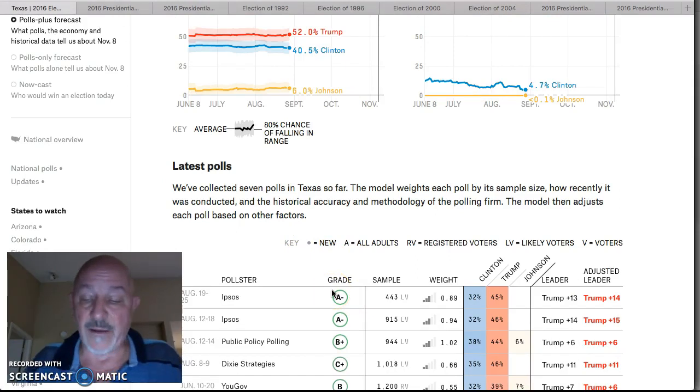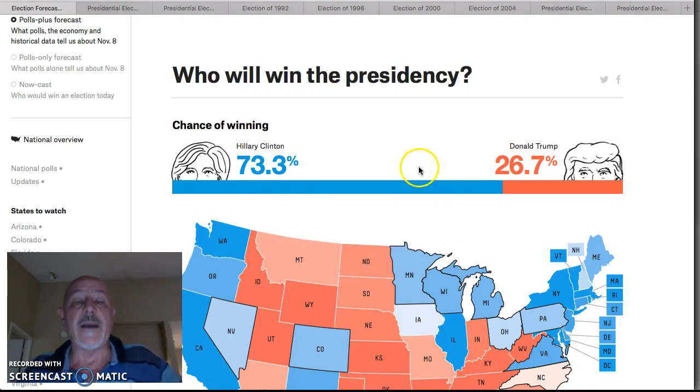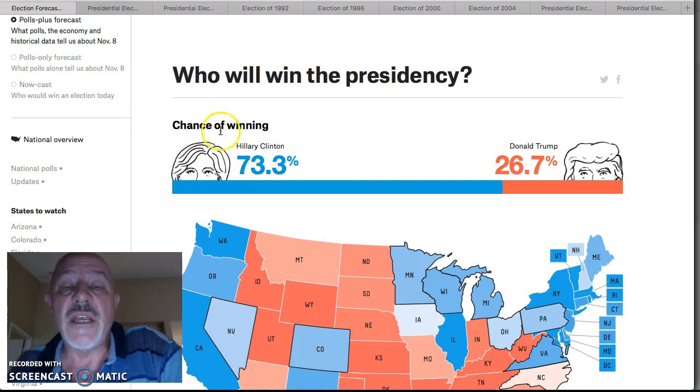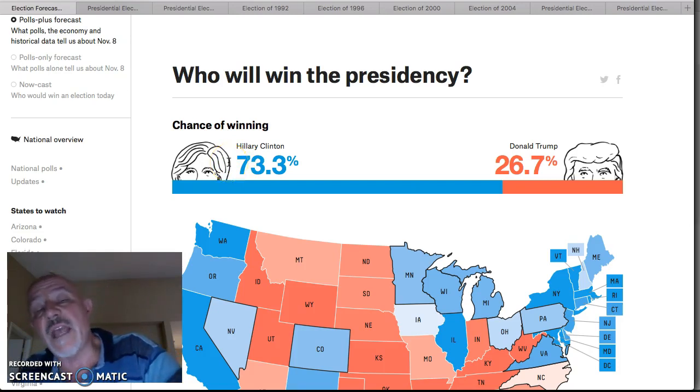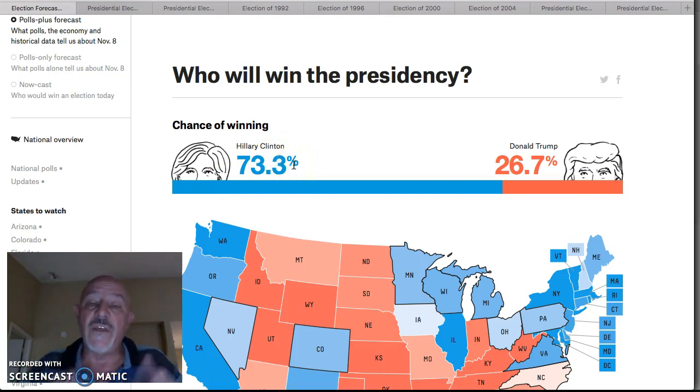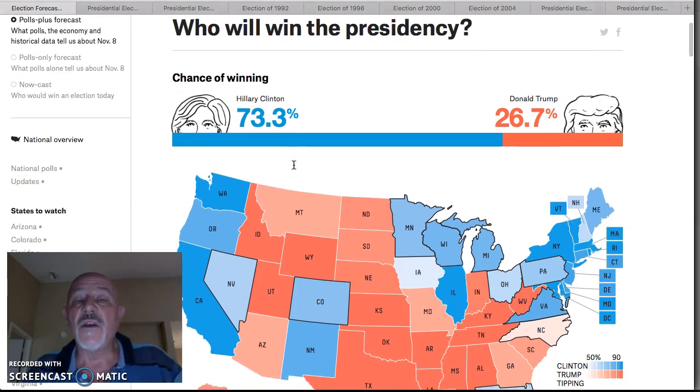Okay, but let's go back. All right, now, I should also mention that the site 538 looks at the entire race and determines the chances of winning. So currently, as of the last set of polls, 538 is predicting that there is a 73.3% chance that Clinton will win the presidential election, and a 26.7% that Trump will win. So it's about 4-to-1 odds as of right now.